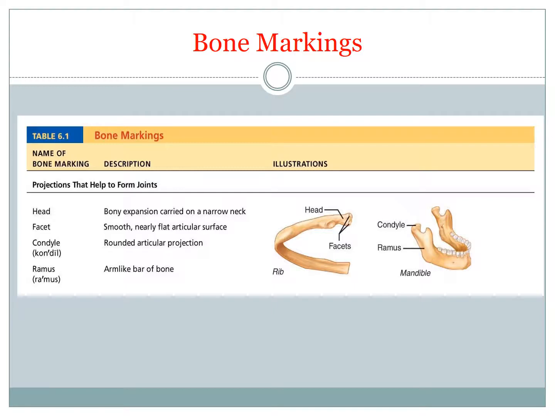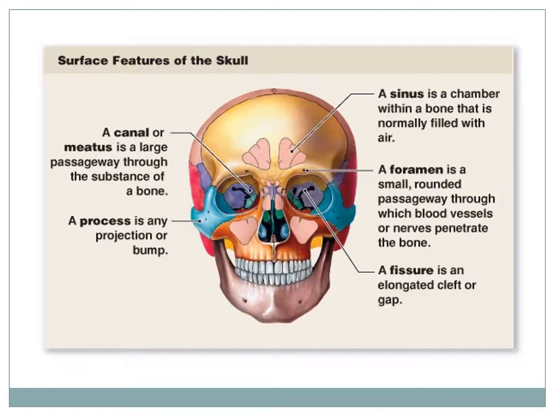Knowing the definitions of the bone markings will help you identify the various features as you study the bones of both the axial and appendicular skeleton. And here are some examples of the various bone markings that we just talked about. So for example, if you're looking for the foramen ovale, you know you're looking for a round or oval opening through a bone. So it can help you identify the bone marking that you're looking for.